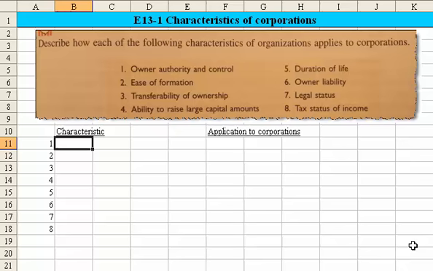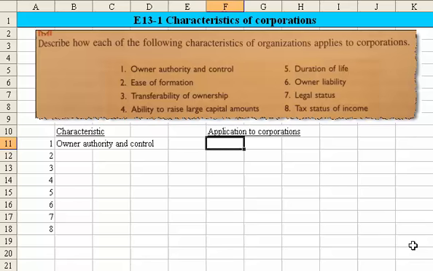Hi everyone, let's take a look at exercise 13-1, which deals with characteristics of corporations. In this exercise, we're asked to describe how each of the following characteristics of organizations apply to corporations. So the first one is owner, authority, and control. And how does that apply to corporations?